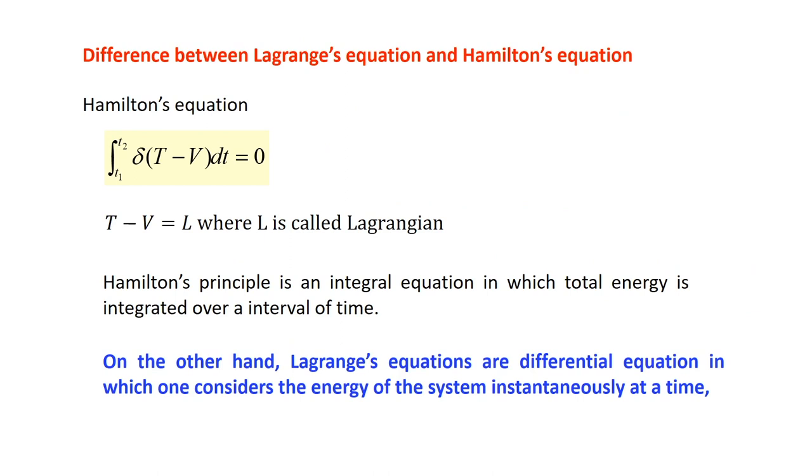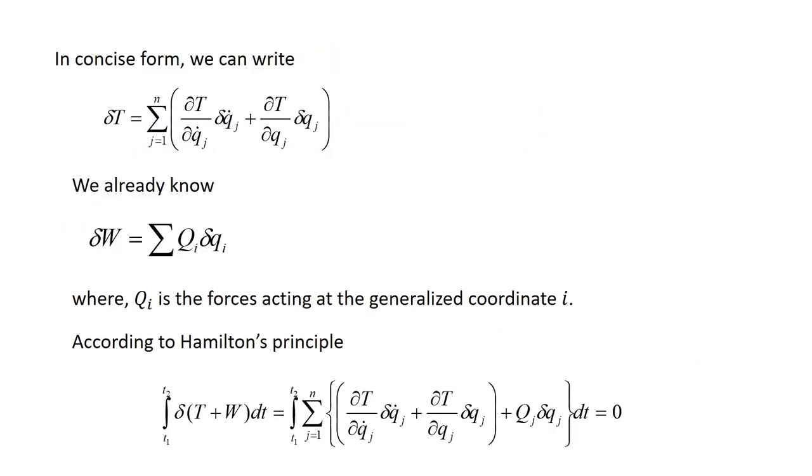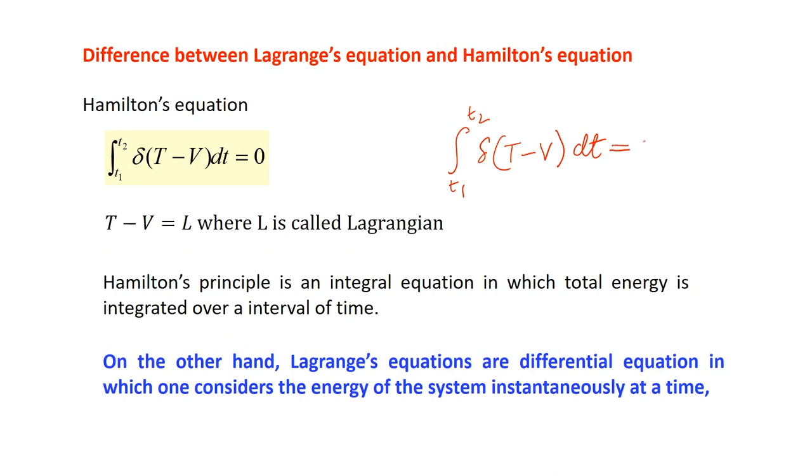Now, let us see what is the difference between Lagrange's equation and Hamilton equation. In earlier classes, in module 2, I have discussed the Hamilton equation and its formulation and its application in some problems. Now, Hamilton principle, as you have seen here, is an integral equation. So, the integration is carried out for the variation of this T minus V dt and then equated to 0. However, you can note that T minus V is given a special name that is known as Lagrangian. So, this T minus V is very much useful to be applied in case of Lagrange's method.